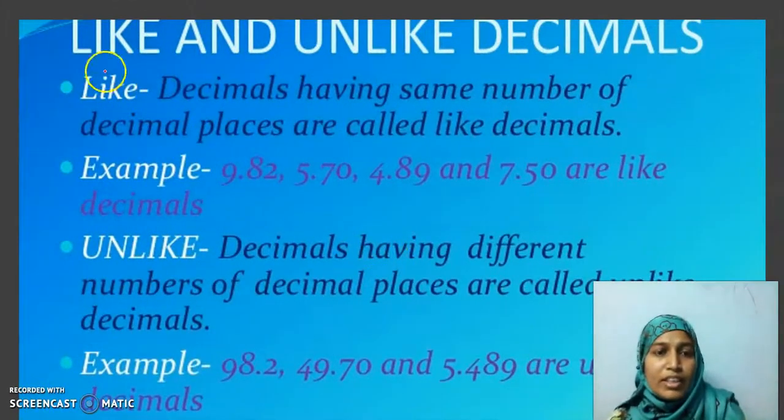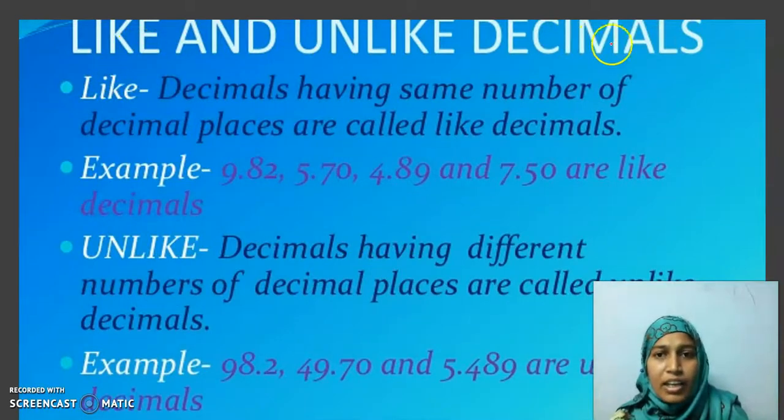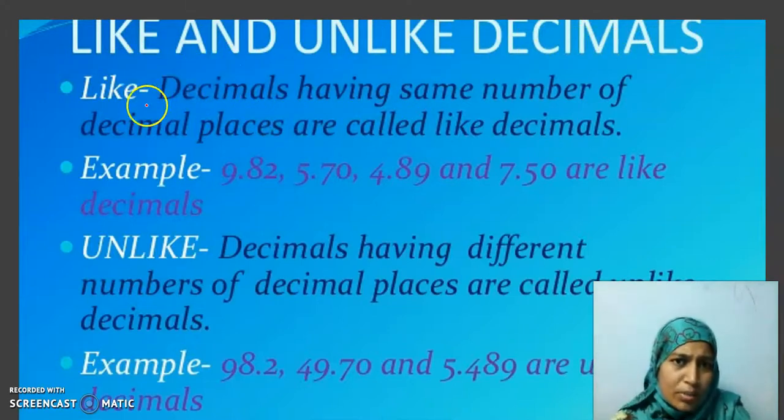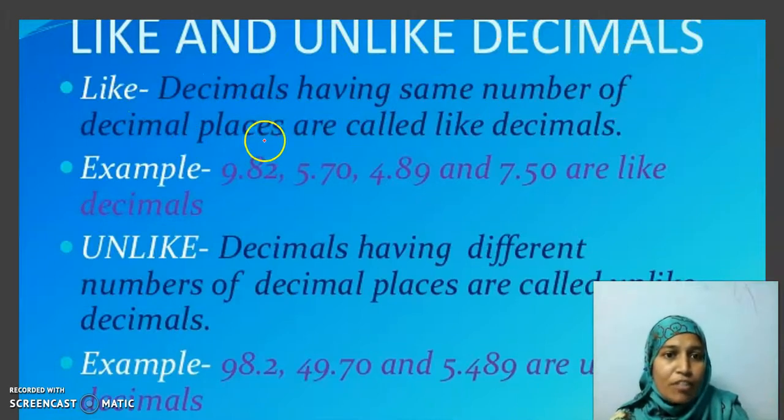So now let us learn two types of decimals. What are they? Like and unlike decimals. We do have like fractions and unlike fractions, and we do have like and unlike decimals. What are like decimals? Having the same number of decimal places. They are called like decimals.